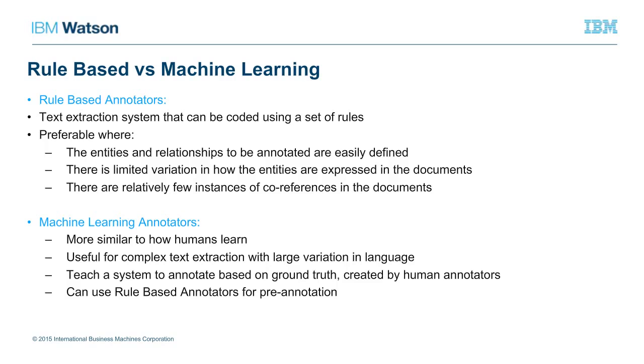The process for creating a machine learning annotator involves using humans to create what's called a ground truth. So this is basically a set of example annotations which are then used by Watson Knowledge Studio to train a machine learning annotator. Both the rule-based and the machine learning annotators can be deployed to the Watson APIs like Natural Language Understanding, or alternatively, you can use the rule-based annotators as what's called a pre-annotator, which helps reduce the workload of the human annotators as they're creating that ground truth.